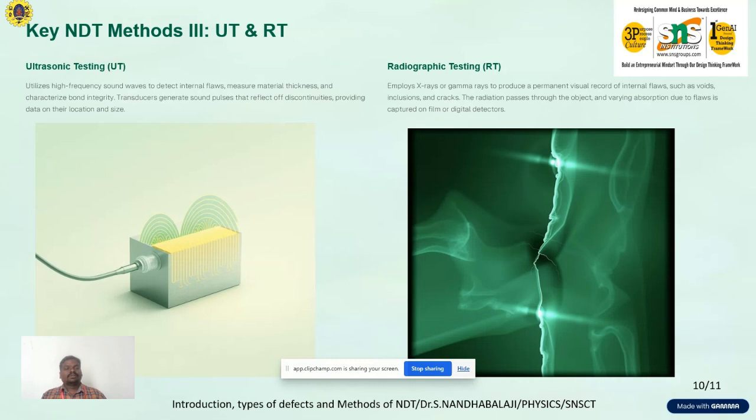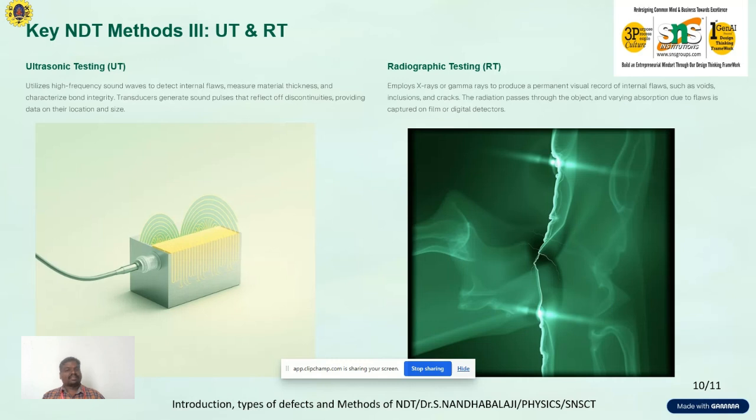Radiographic testing employs X-ray or gamma ray to produce a permanent visual record of internal flaws such as voids, inclusions, and cracks. The radiation passes through the object and varying absorption due to flaws is captured on film or digital detectors.